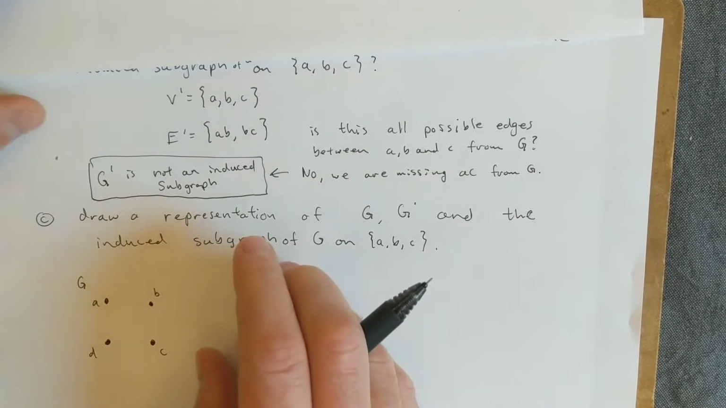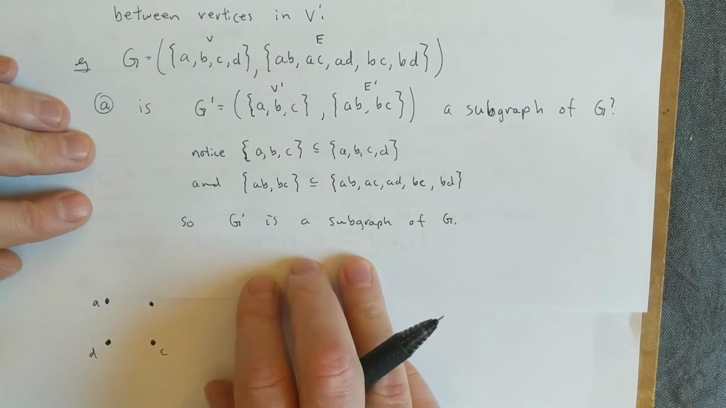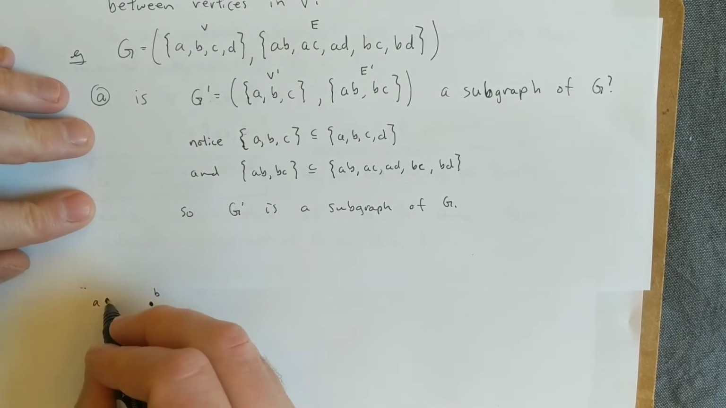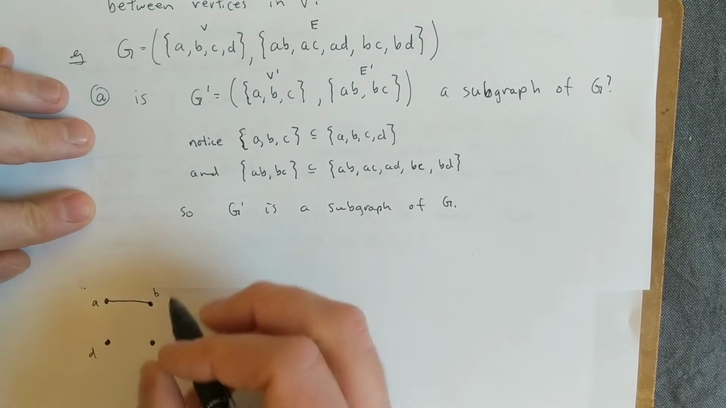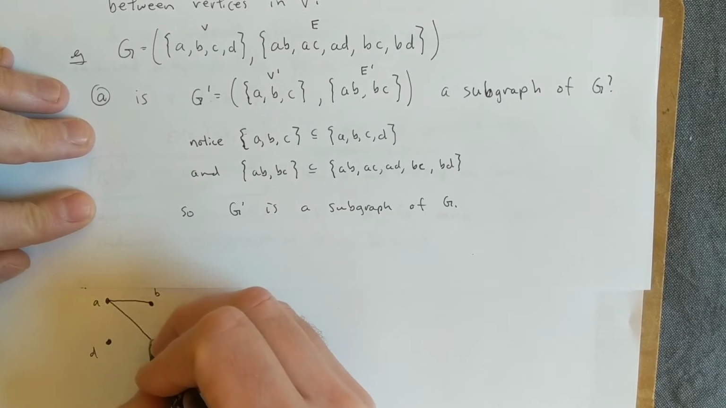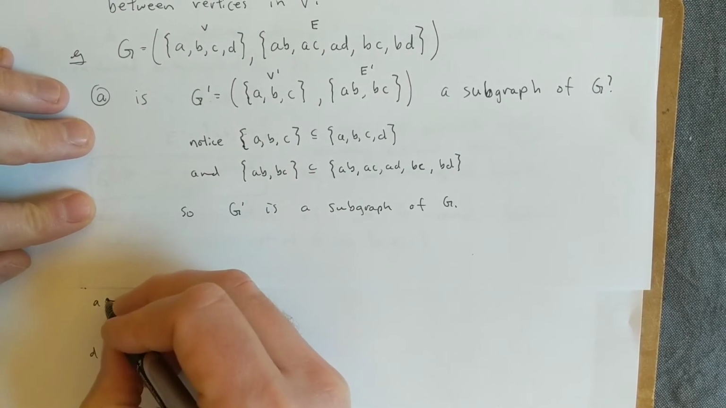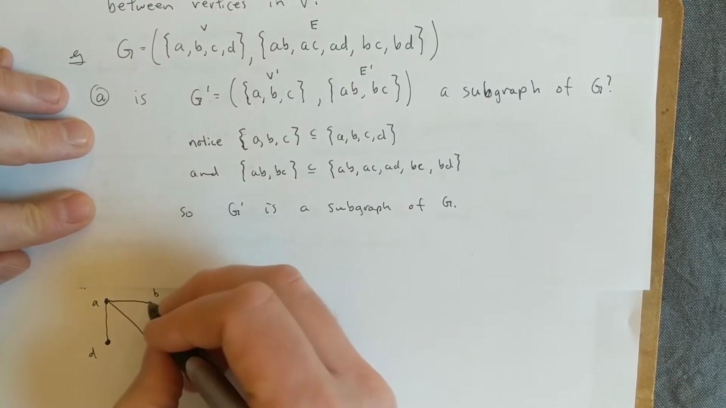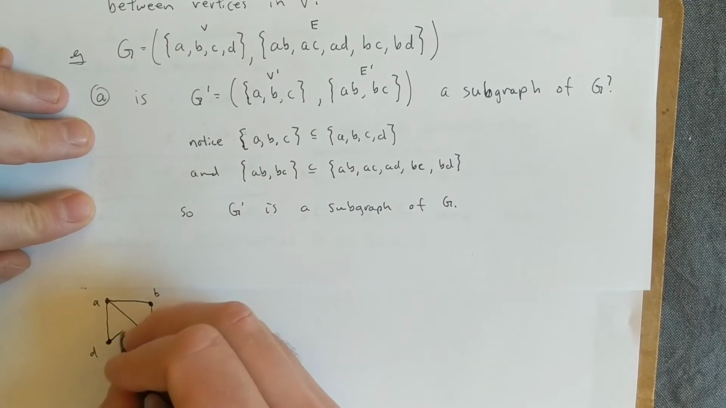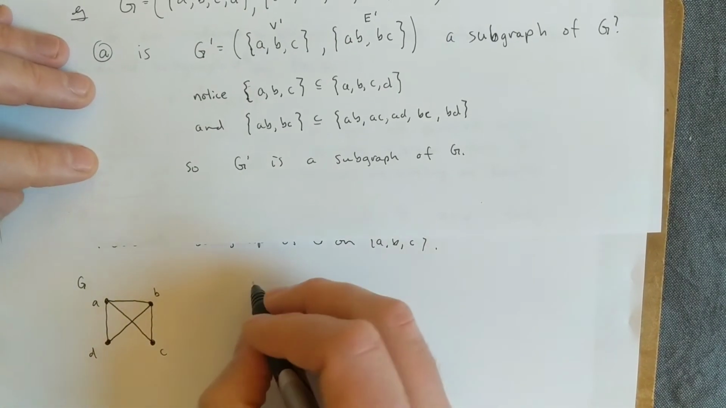So go back to the definition of G, and let's put in all the edges. So we have A to B, we have A to C, and A to D. We have B to C, and B to D. So here's our original graph G.